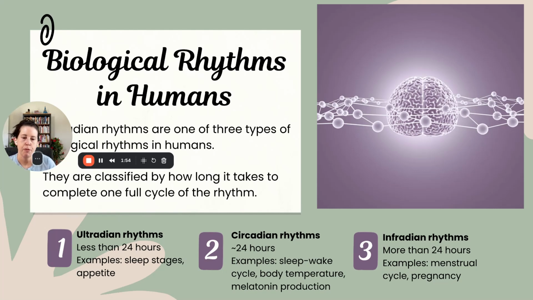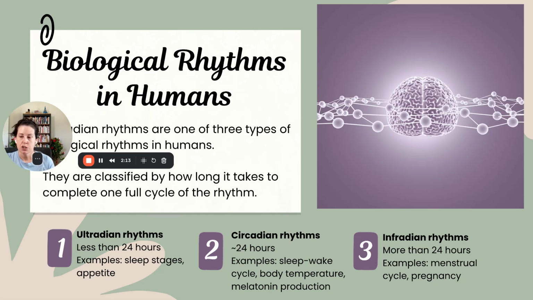Infradian, I'm going to skip ahead to number three, that's more than 24. So this is anything where it takes more than 24 hours to go through a full cycle. Good examples of this would be the menstrual cycle or pregnancy. And then we have circadian rhythm. So ultradian is less than 24, infradian is more than 24.